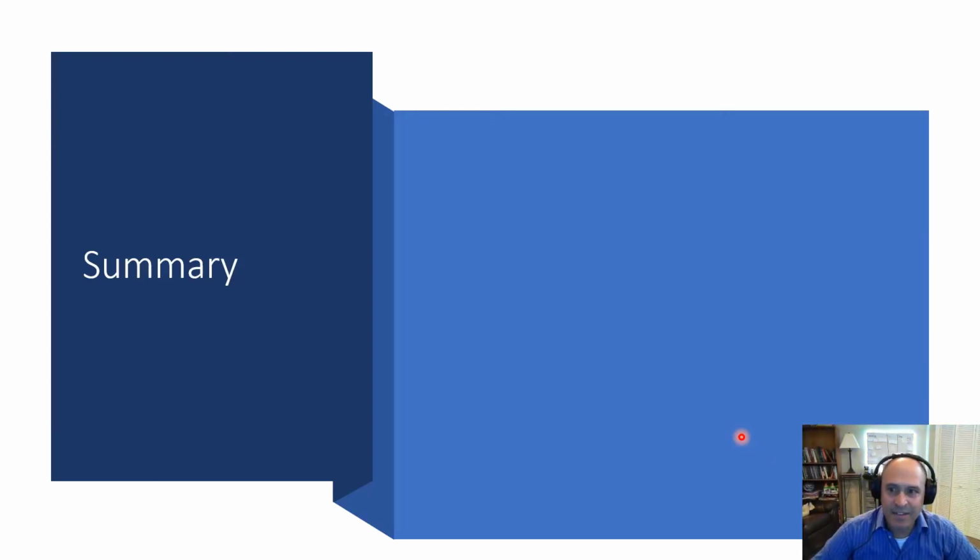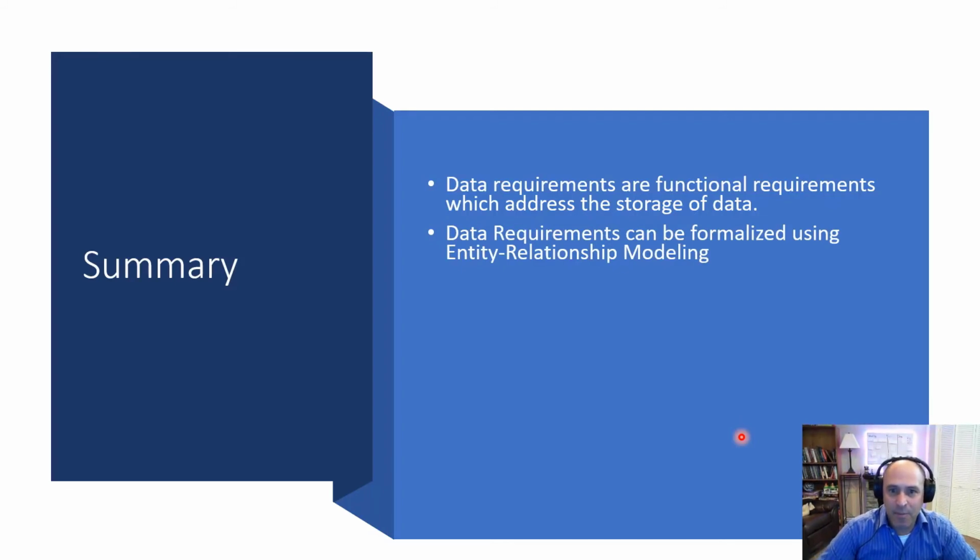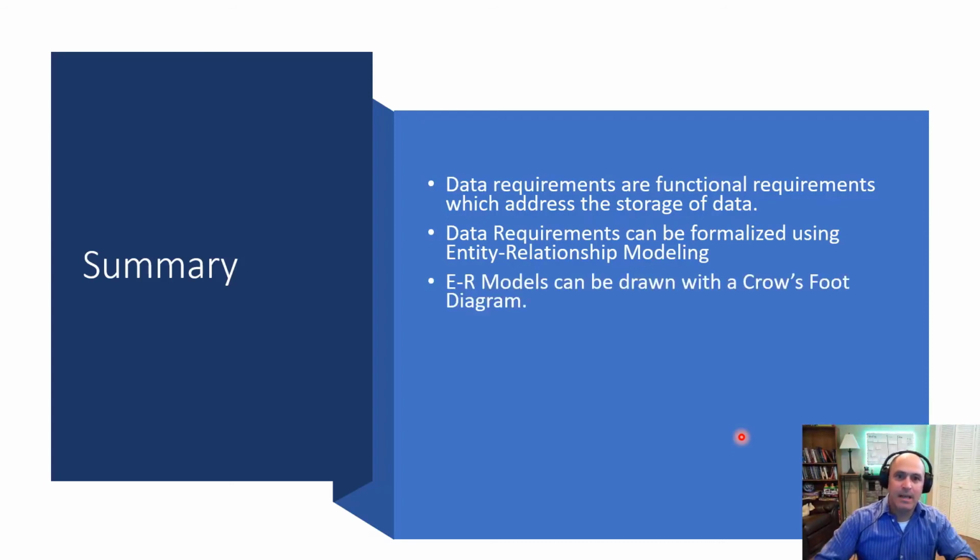Okay, a lot to unpack from here. Let's sum up. Data requirements are functional requirements which address how we store the data. No, I'm sorry. They address what we're going to store, not how we're going to store it, right? So data requirements address what data we're going to store. Data requirements can be formalized using entity relationship modeling, and I like to use a spreadsheet to do my entity relationship modeling. ER diagrams could then be drawn from the ER model.